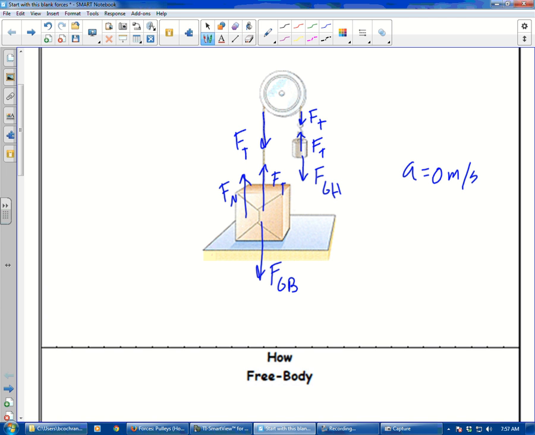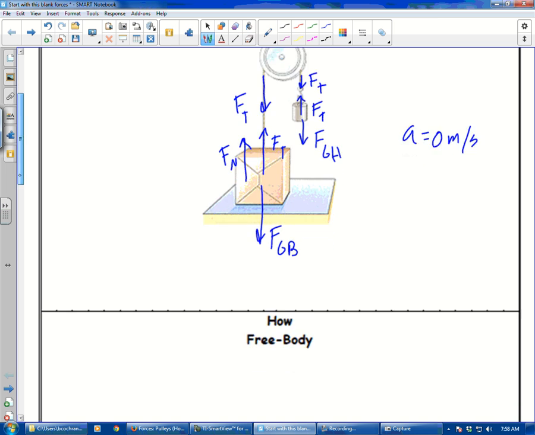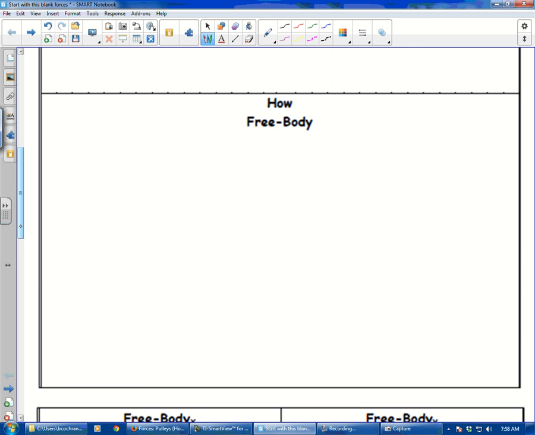Alright? So, you need to have all of those parts. This is the problem. Then we go down and do our free body. We need to do 2 free bodies, one of the box and one of the hanging mass, I would say. So this will be the box over here, and this will be the hanging mass here.